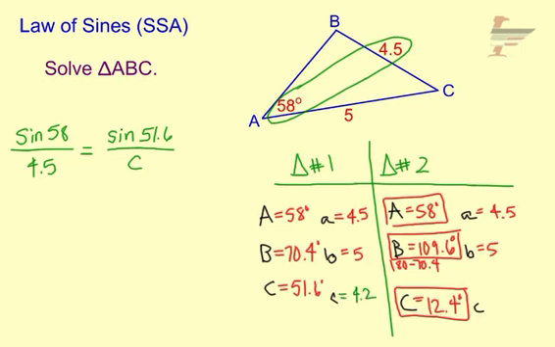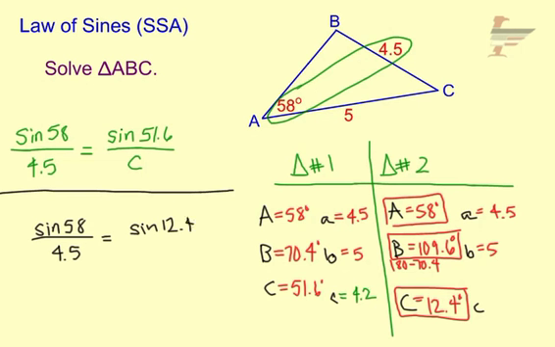And then the only thing we need is side C from triangle 2. Now for triangle 2, we just need to use different information. I can use angle A is 58 degrees, so sine of 58 over 4.5 is equal to, since we need side C, I'm going to use sine of angle C, which is 12.4, over C. And then we would cross multiply and solve for C, which is 1.1.